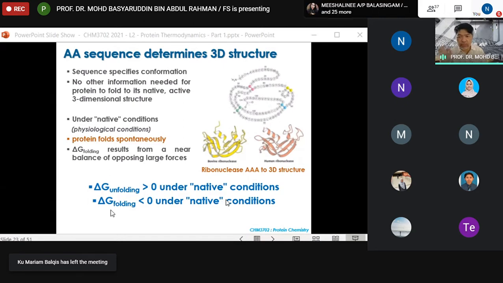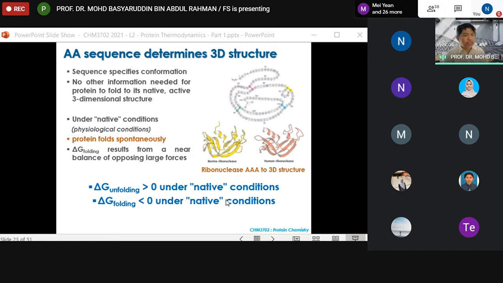One focus on delta G unfolding, which is actually positive because it's larger than zero under physiological condition, and another friend is working on the delta G folding, which is actually negative, yeah, less than zero under physiological condition. So you discuss your points.